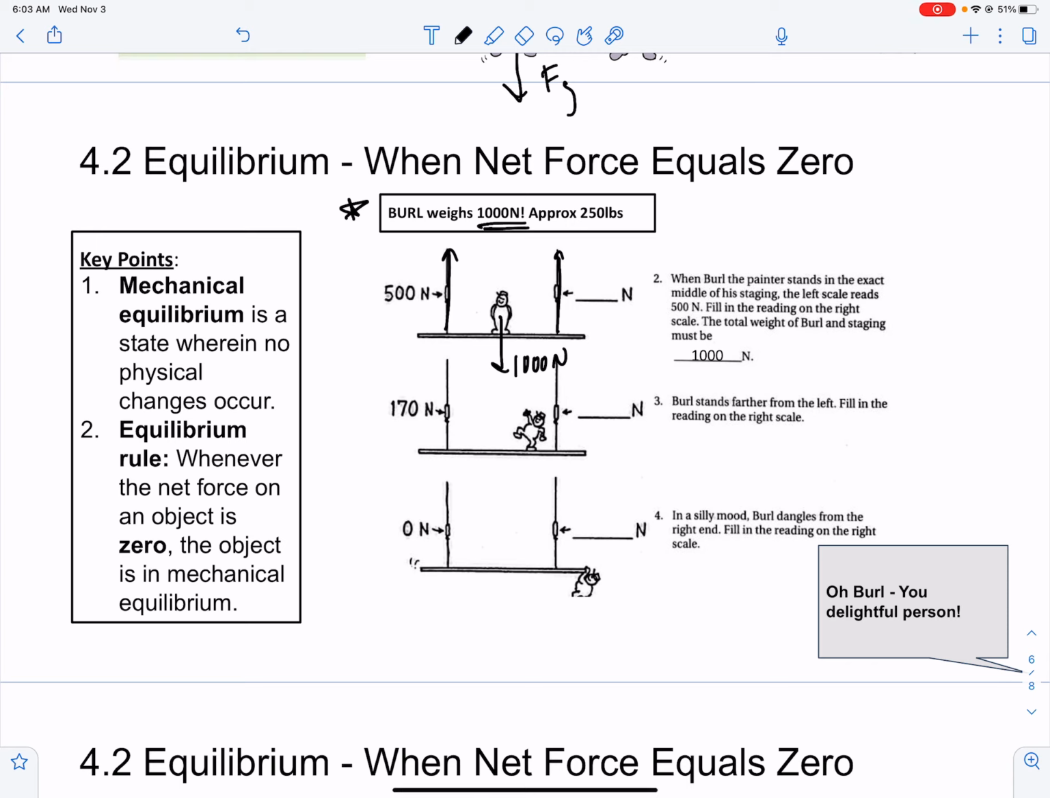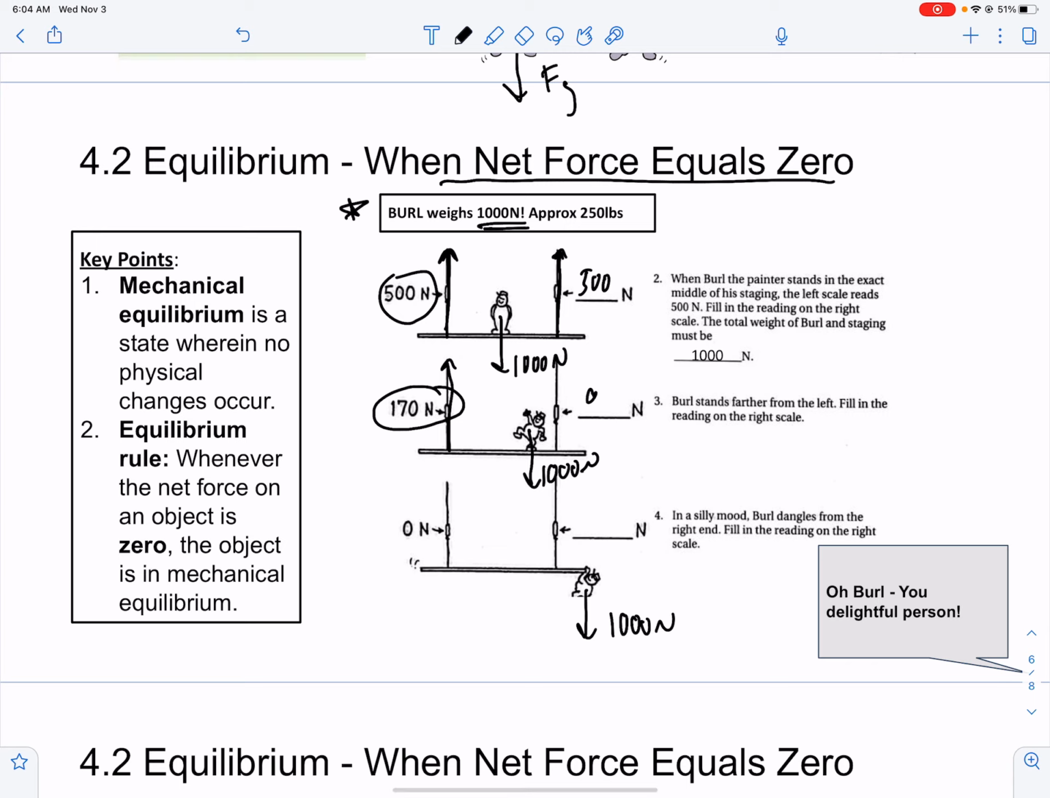The question is, if there's 500 newtons of force upwards right here, what should the force be right here to ensure that Burl doesn't accelerate downwards? 500 newtons. Equilibrium is when the net force adds up to 0. Same thing here, 1,000 newtons downwards. We have 170 upwards right there. That means this must be 830. We have 0 newtons right there, 1,000 downwards. That means this must be 1,000 newtons.